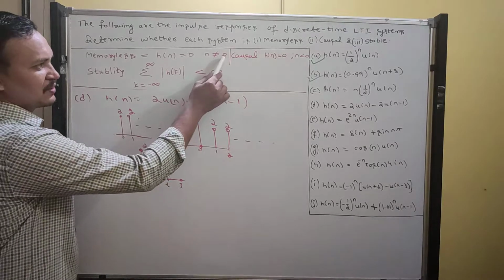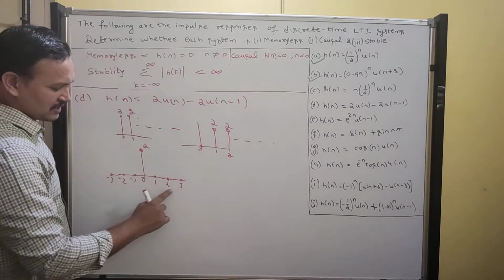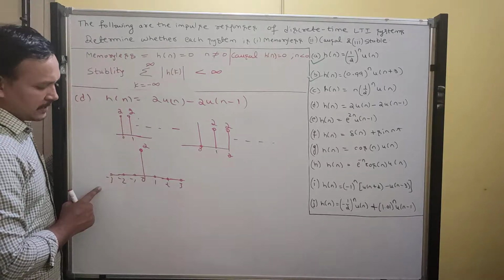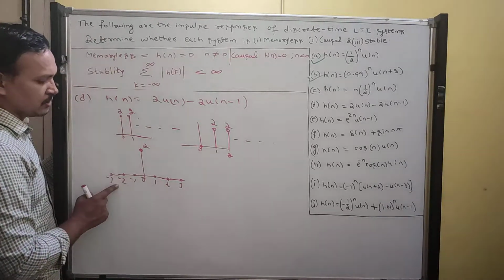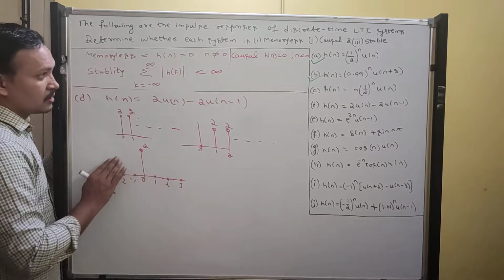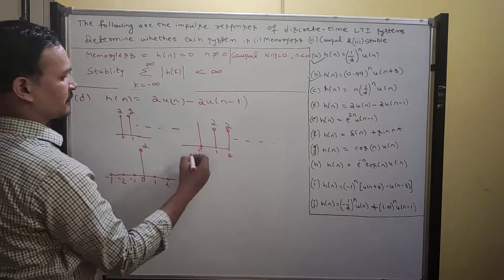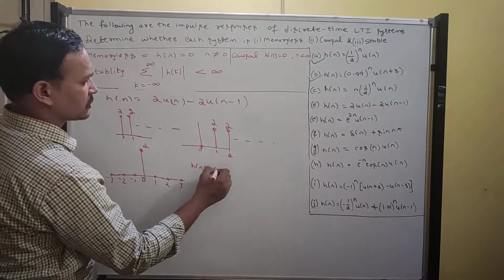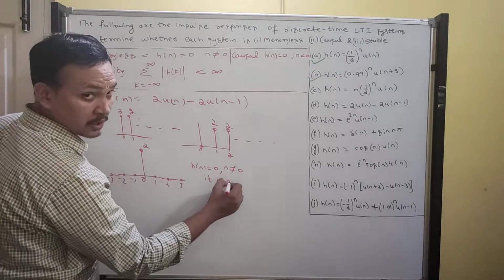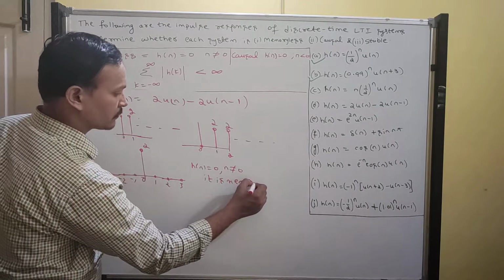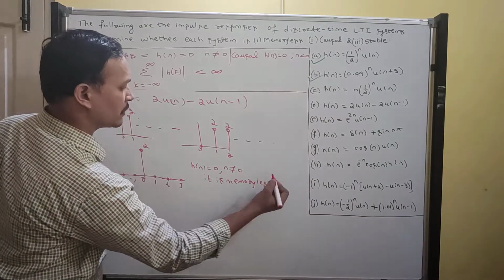When n is not equal to 0, that means this side and this side. Exactly n equal to 0 means this sample. When n is not equal to 0, what is your h of n? 0. Yes, it satisfies. h of n equals 0 if n is not equal to 0. Therefore, we can say it is memoryless.